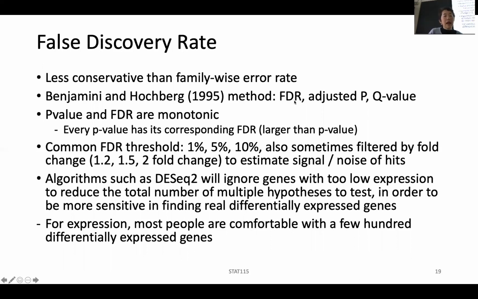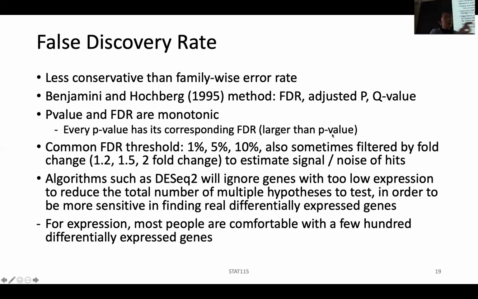You might see FDR. Depending on the algorithm, they say adjusted p-value. And sometimes you might see Q-value. They all mean the same thing. Adjusted p-value is the multiple hypothesis testing adjusted p-value. That's the same as FDR, or Q-value, all the same. And as we mentioned, p-value and FDR are always monotonic. So every p-value has its corresponding FDR, and it's also bigger than the p-value for the same gene.